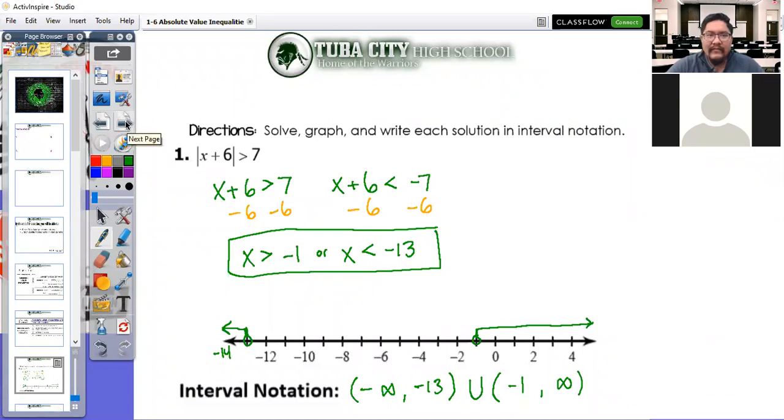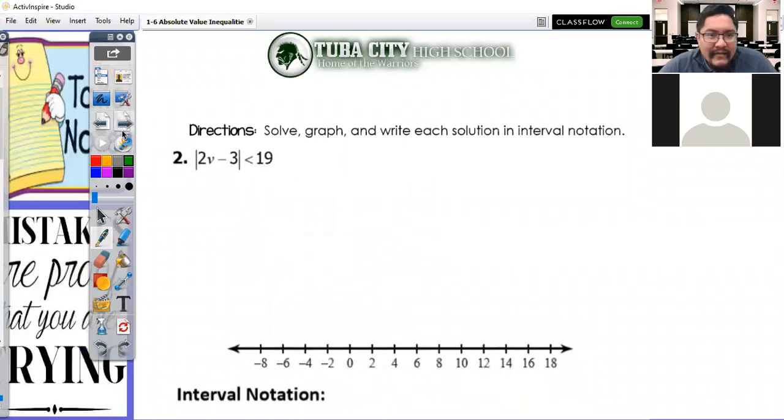All right, time for the next one. Okay, so same thing, isolate the absolute value expression. So here, my absolute value expression is 2v minus 3, and it's already by itself, so I don't really need to do anything.